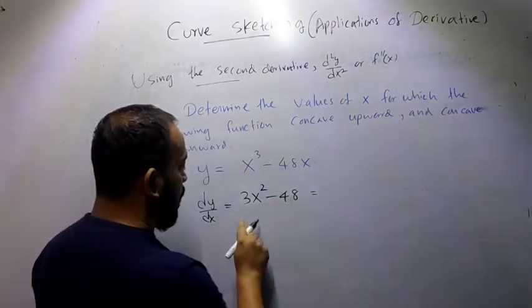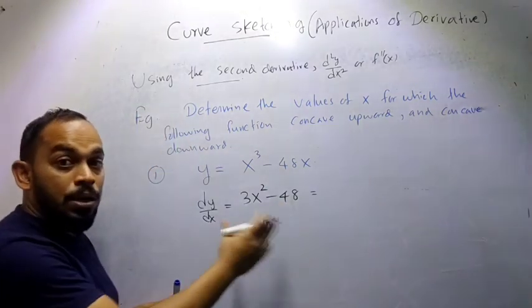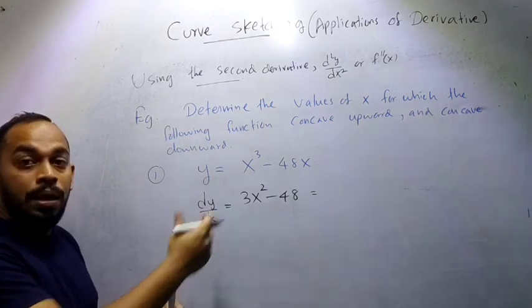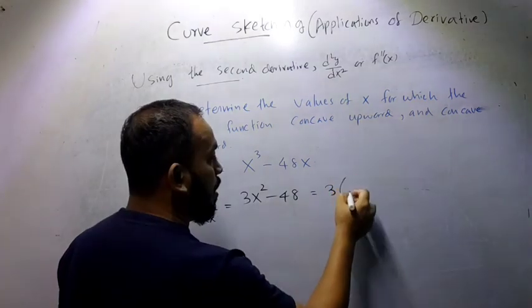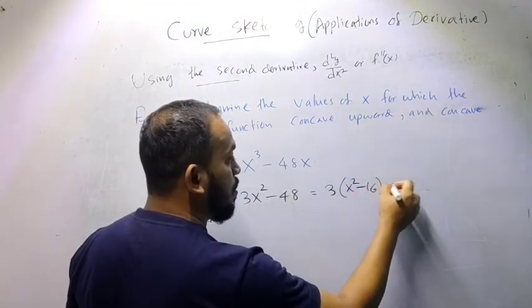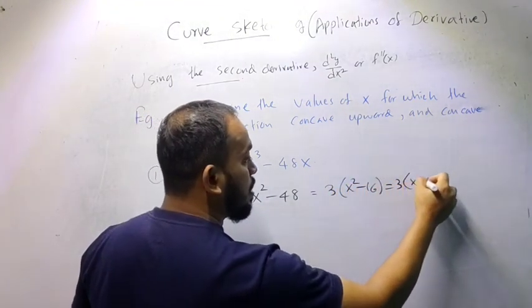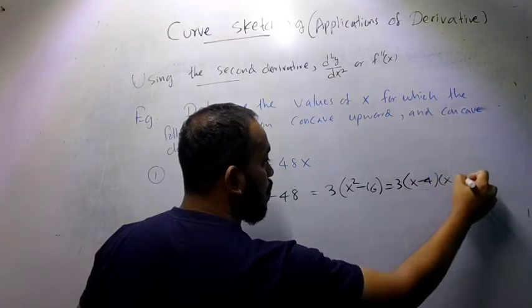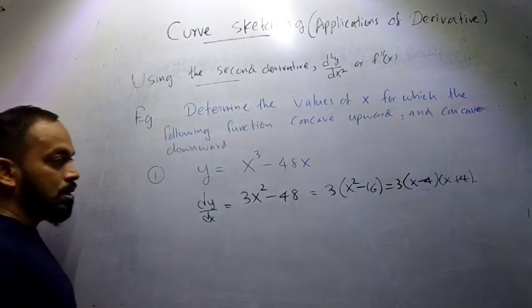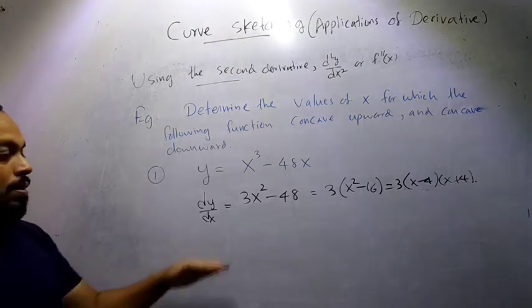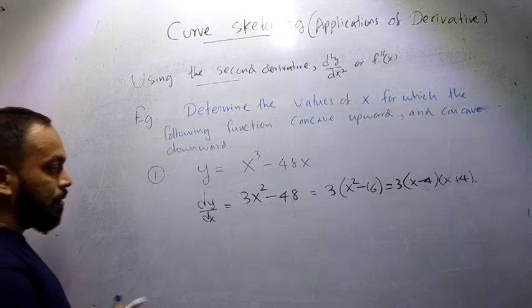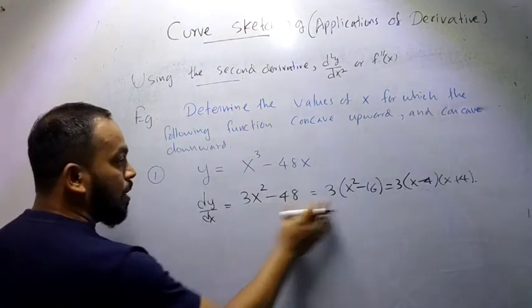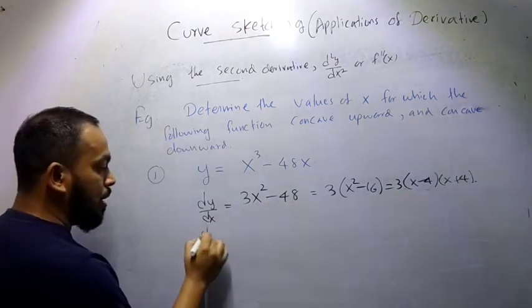Now I can further simplify this because we're going to use this to determine turning points if needed. So I can factor out 3, then I get x squared minus 16. So this is basically 3 into (x minus 4) into (x plus 4). If you want, you can use this to determine minima or maxima points. Then we have to differentiate this again. So use this one, not this one. Differentiate this again.